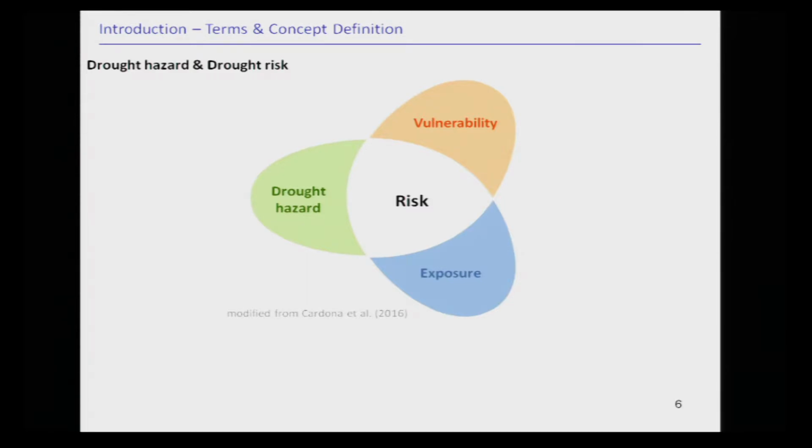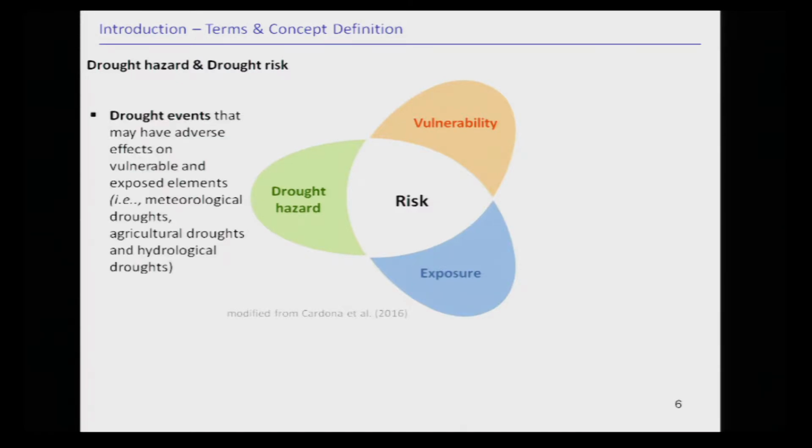So drought risk is usually defined as a function of 3 elements: drought hazard, drought exposure, and vulnerability to droughts. So let's now talk independently about each of the elements of drought risk.